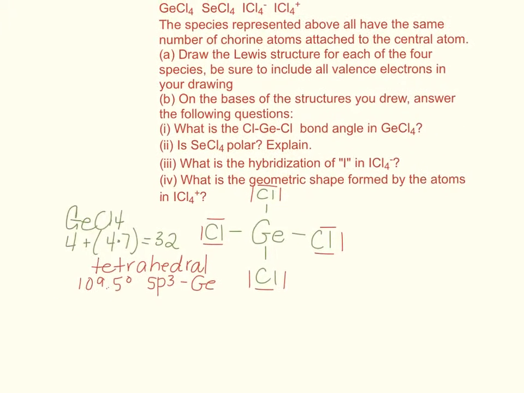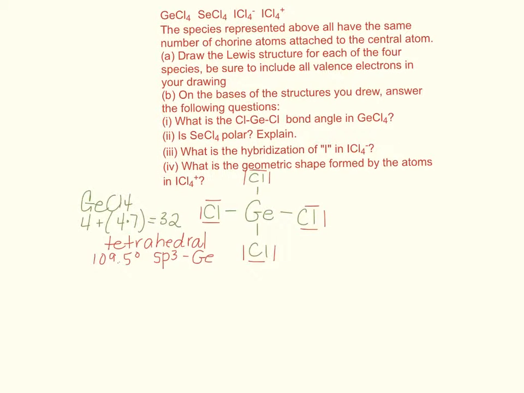Okay, so let's look at the next one. The next one is SeCl4. On this one, we know that the Se has 6 electrons plus 4 times 7. So that should make sense that it's 34 electrons. It's two more than the last one.